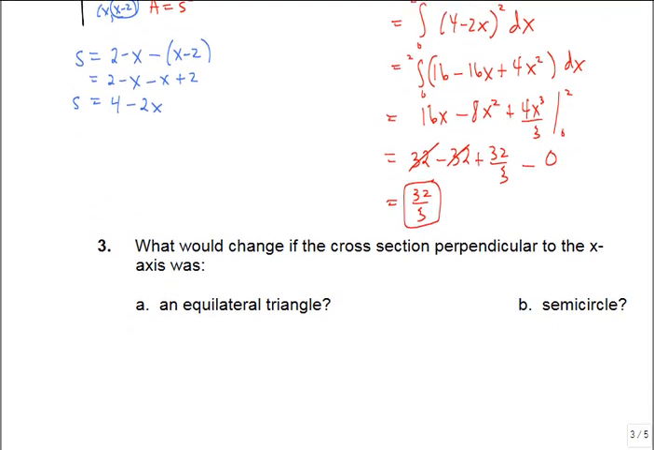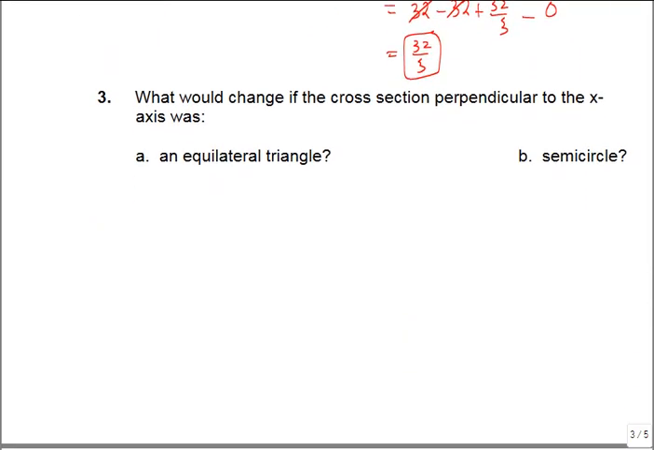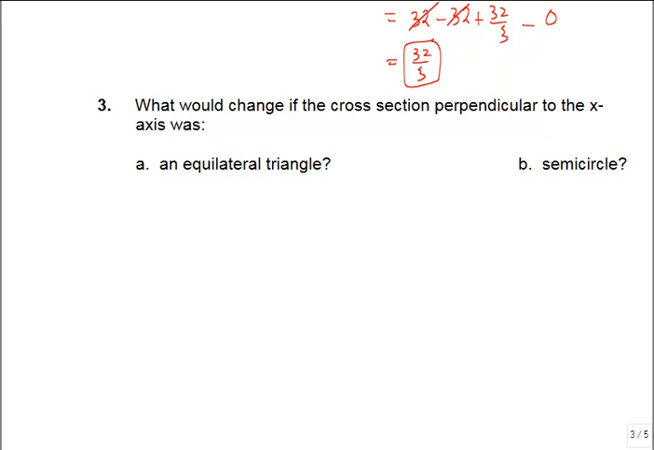All right. Now what would change if the cross-section perpendicular to the x-axis was an equilateral triangle or a semicircle? So we're still going to be using that same base shape, just like this. We're still going to be taking our cross sections perpendicular to the x-axis. So since we're going perpendicular to the x-axis, the volume formula is still area function in terms of x dx for both of these. The only difference is the area function changes.